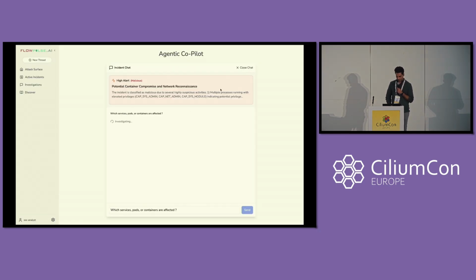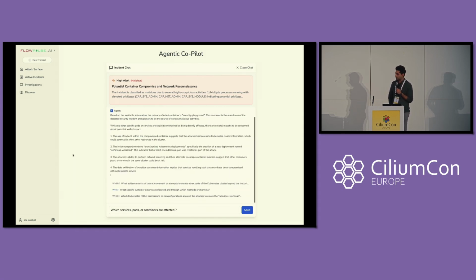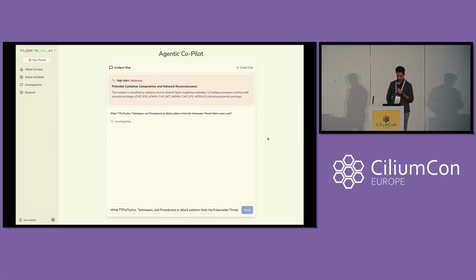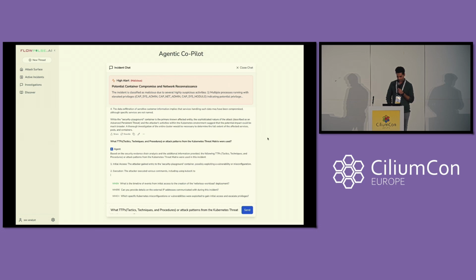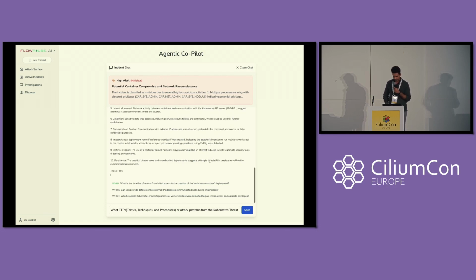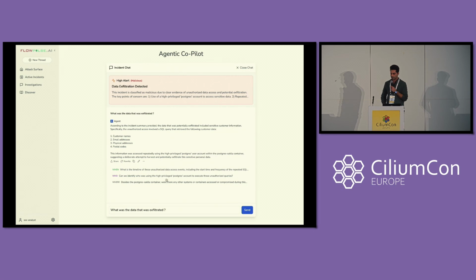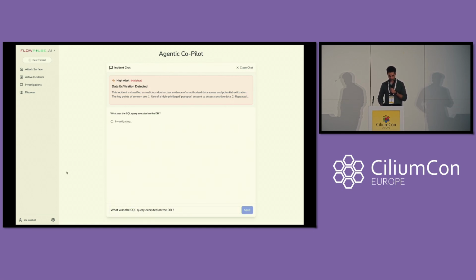And we can ask, okay, what actually happened? What services, parts of containers are affected? It'll list down the summary of the attack pattern. Or we can ask what TTPs were used from the Kubernetes threat matrix. And it lists down the execution, data collection, and privilege escalation steps that have been taken by the threat actor. We can also ask what data was exfiltrated, or what SQL command was run in the container shell to access the data in Postgres. And it'll be able to tell that, thanks to Tetragon again.